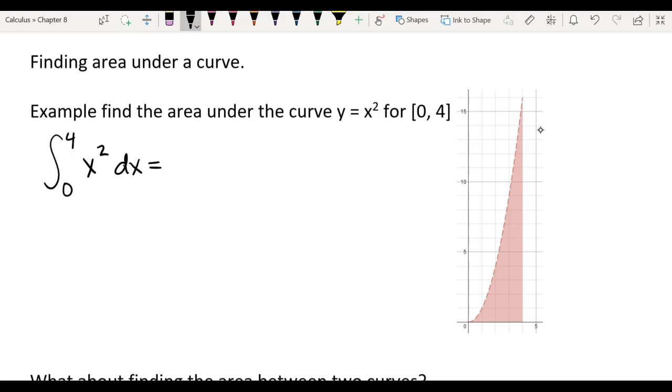So what's the integral of x squared? We're doing x to the third divided by 3 from 4 to 0, which is 4 to the third divided by 3 minus 0 to the third divided by 3, which gets us 64 thirds. 4 to the third is 64. Okay, so we did it that way. So that was algebraically. And we've also talked about doing this using your calculator.